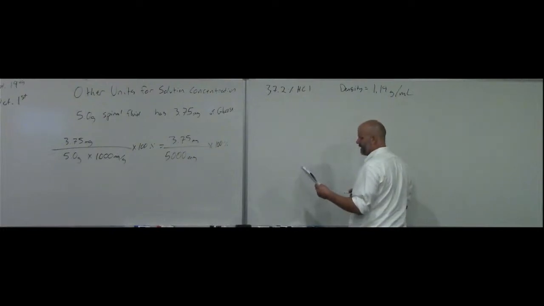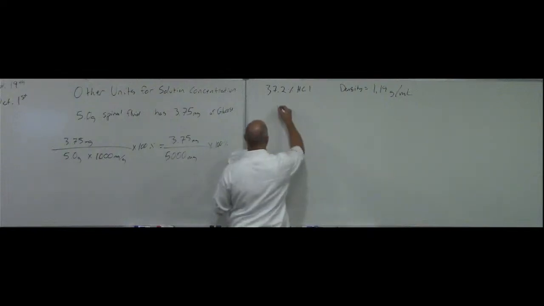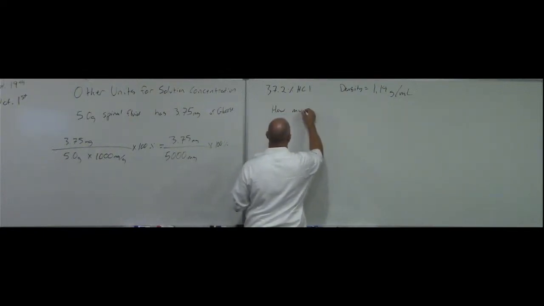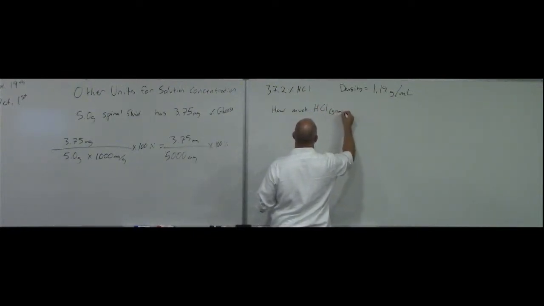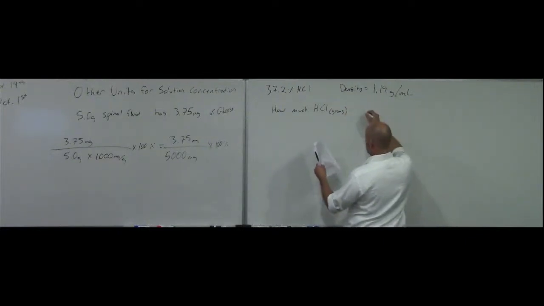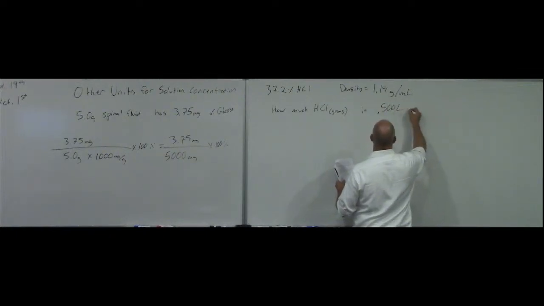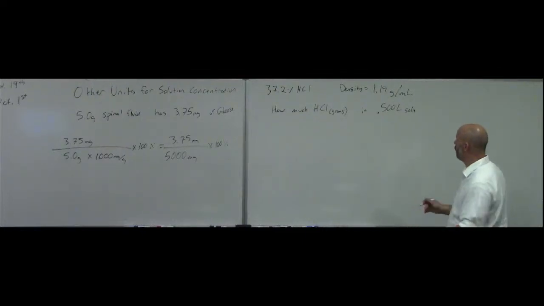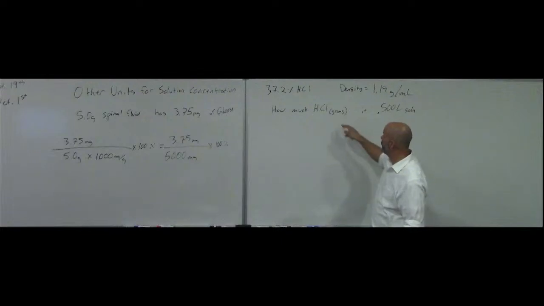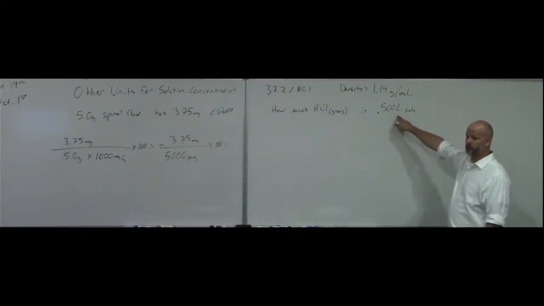What mass of HCl is contained in 0.5 liters of the solution? So I want to know how much HCl in grams do I have in 0.500 liters of solution? Okay, so I'm going to have to convert some things. And what am I looking for? Grams. But what can I start with? Liters. This is what I start with.